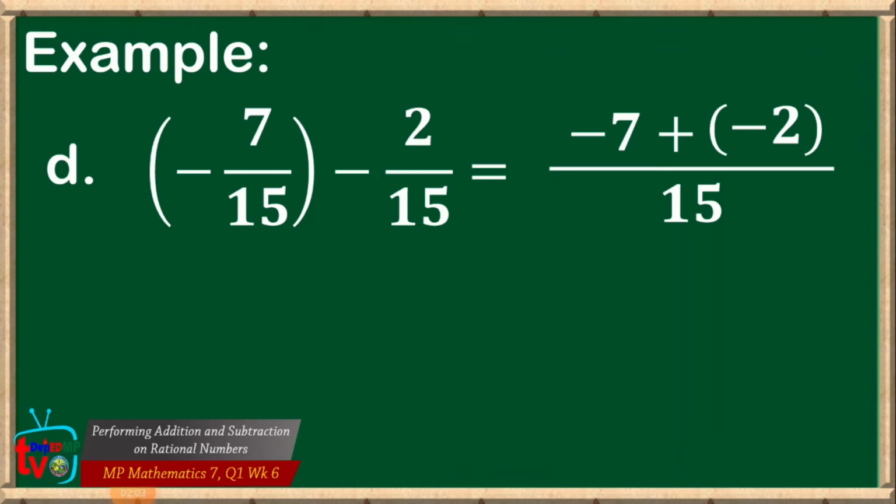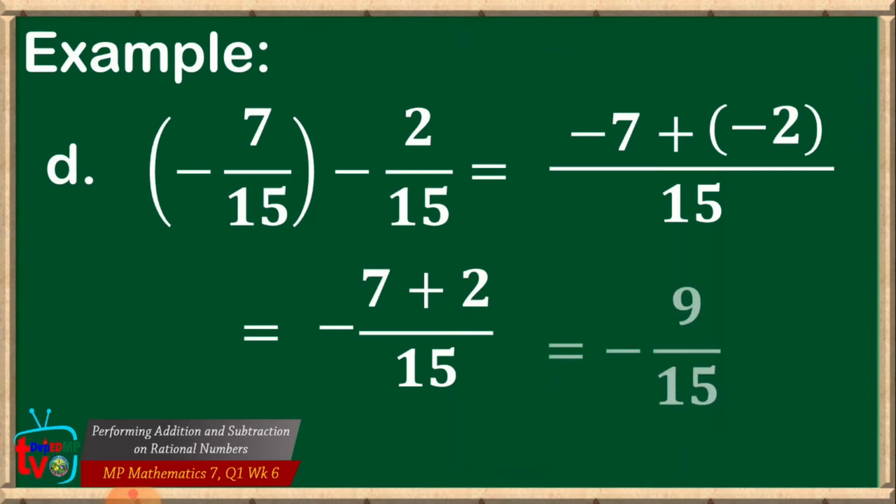Next, the numerators are both negative, so we will follow the rules in adding signed similar fractions. Add the numerator, then carry the common sign and the denominator. 7 plus 2 equals 9. And of course, copy the denominator and the negative. So, our final answer here is negative 9 over 15.